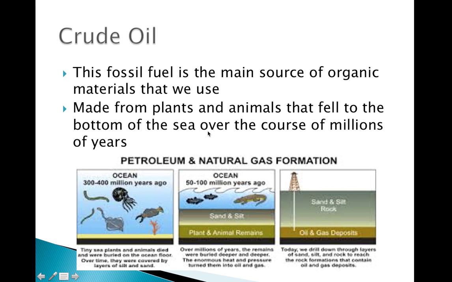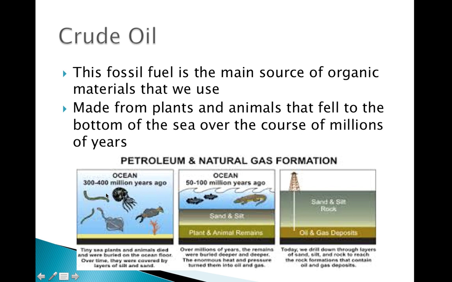Unit 1 Chemistry, Chapter 9, Part 4, Crude Oil. So when we're looking at these organic molecules, ones that we use in industry, the main source of them is crude oil. It was made, roughly speaking, 300 to 400 million years ago.